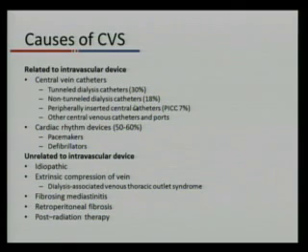Now, why do we have central vein stenosis in these dialysis patients? Because in reality, the central vein should not have stenosis in most patients. And in the non-dialysis patients here, unrelated to intravascular device, it's quite rare. But in the dialysis patient, it's very common. And the cause of this is tunnel dialysis catheters.